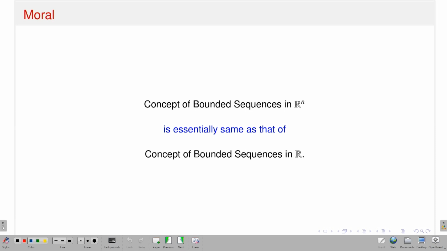What is the moral? The concept of bounded sequence in Rn is essentially the same as that of bounded sequence in R. I am just replacing mod by the corresponding norm.